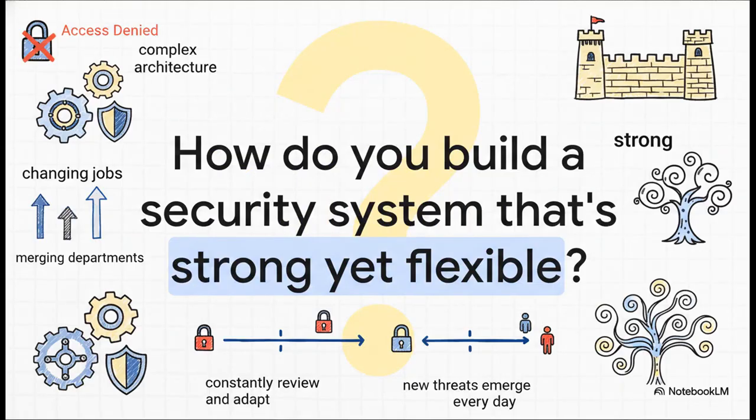So, the next time you see that access denied pop up, you'll know about the incredible invisible architecture working behind the scenes. But that leaves us with one last big question. In a world where people are always changing jobs and roles are constantly evolving, how does a good architect make sure the vault's blueprint is never out of date? How do they build a system that's not just secure today, but is ready for whatever comes next?